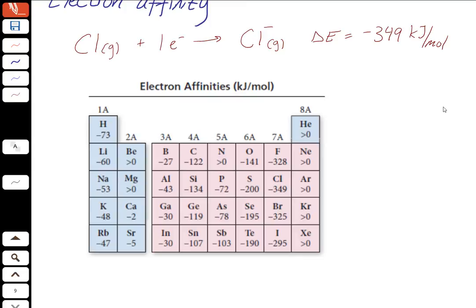One thing that we can use our skills that we already talked about to predict, if we look at the second row, you'll notice that nitrogen has a positive electron affinity, even though the general trend is for the magnitude of electron affinity to keep increasing going across the periodic table. So what's going on with nitrogen?